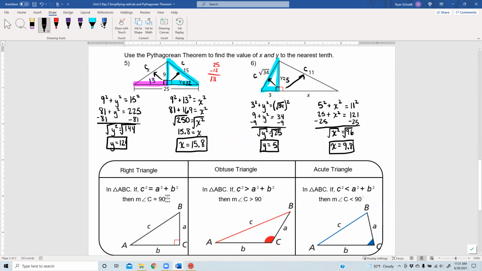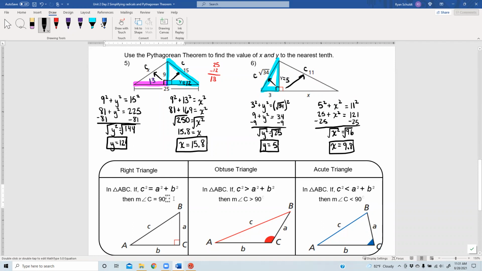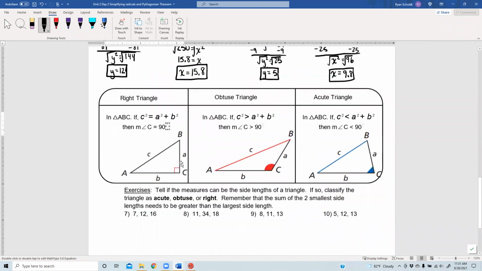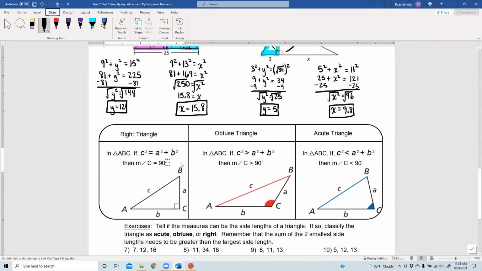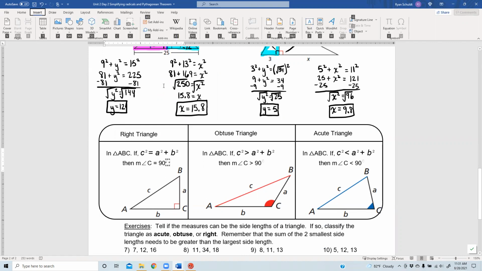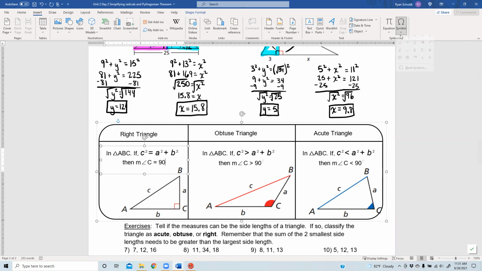Okay, so now let's talk about how to figure out if they just give you three sides, they don't tell you what kind of triangle it is or any of that. They just give you three sides. Then how can you determine what kind of triangle? Well, we can use a version of the Pythagorean theorem to do it.